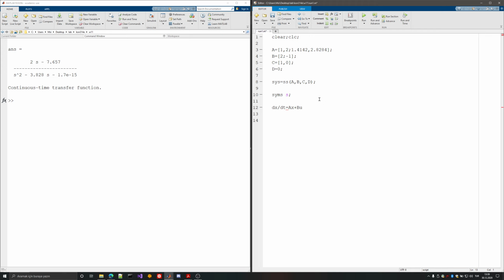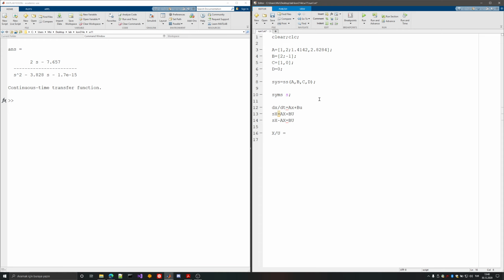Assuming that I have zero initial conditions, this will give me s times x. Let me show it with a capital X to distinguish the time domain and Laplace domain representations. So I will have AX plus BU. Now, if I work on this equation, I can arrange my variables so that I can find a relation between x and u, maybe x divided by u.